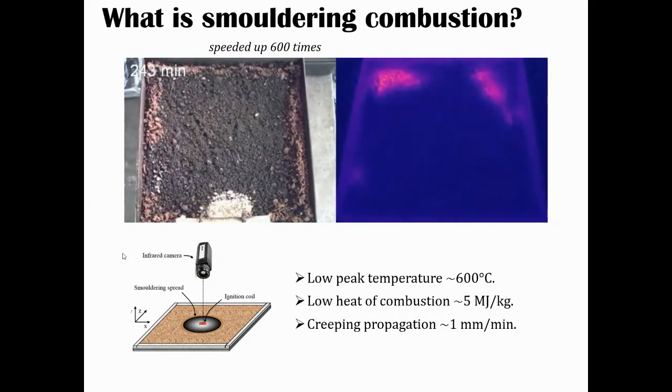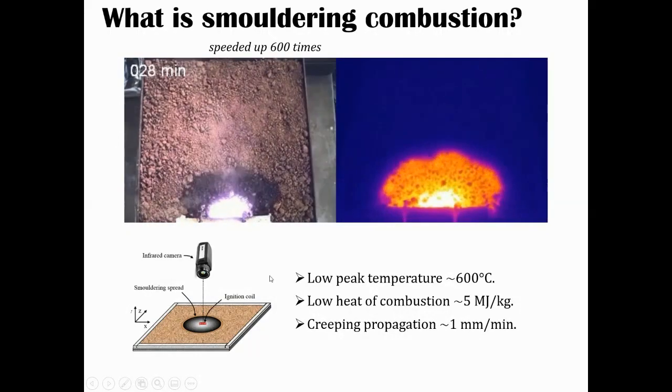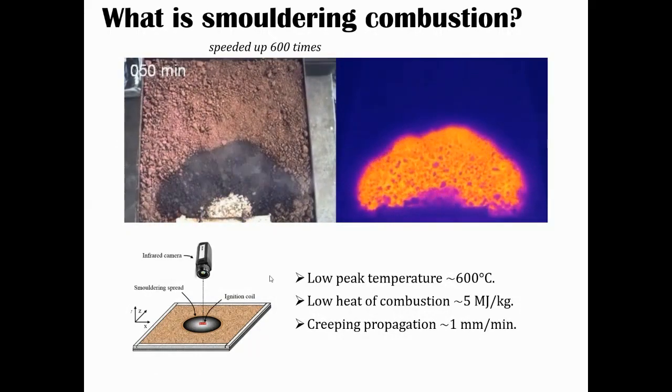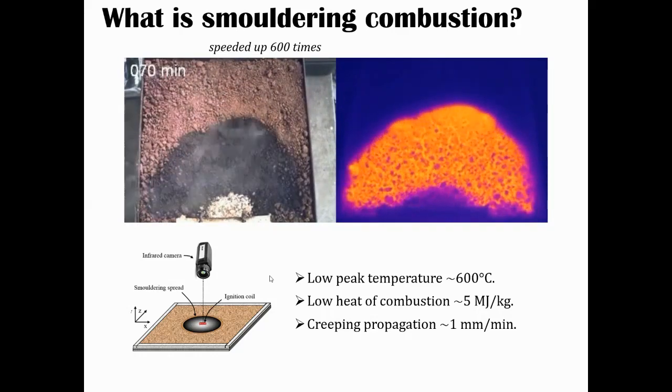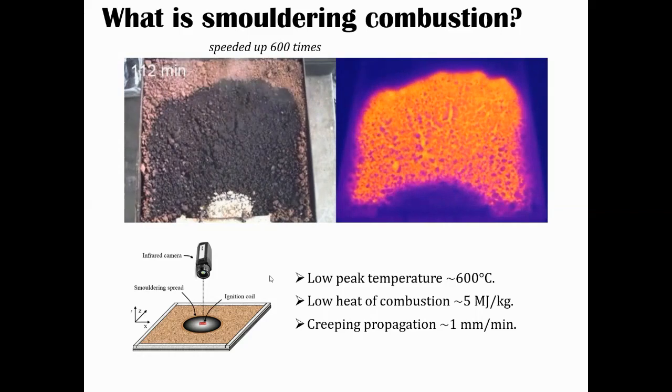On the left side, you have the visual camera seen from the top, and on the right side, you have the infrared, showing the differences. It actually shows you the front where the heat is being released, and you can see the shape that it develops. Smouldering has low temperature.